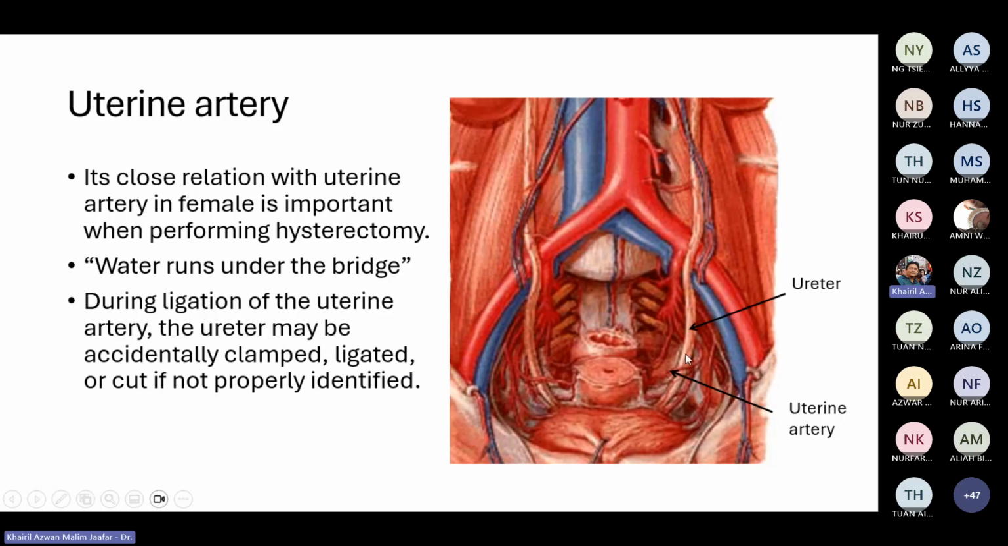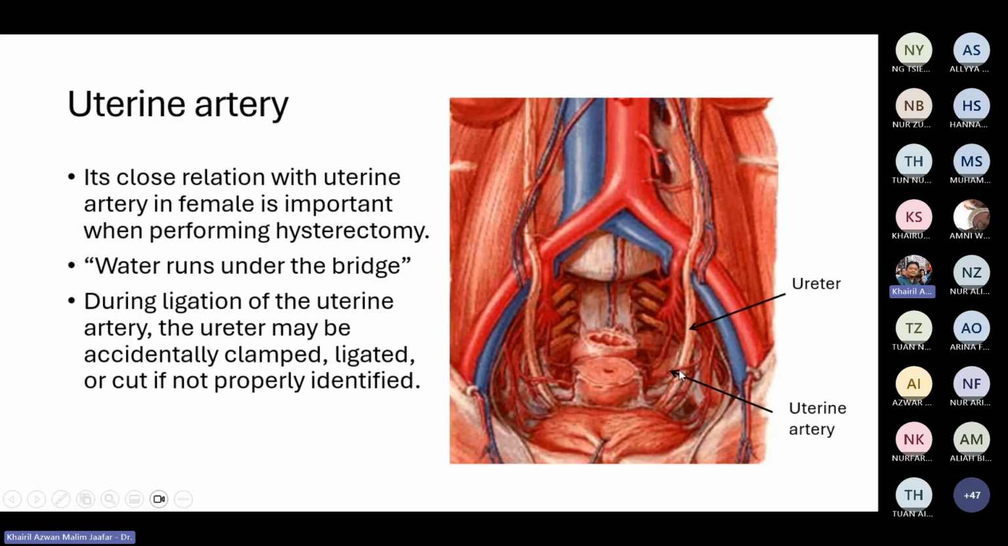This is another important thing, the uterine artery. The relation between the ureter and the uterine artery. So the term "water runs under the bridge": the water is urine, and the bridge is the uterine artery. So the ureter is going below the uterine artery.